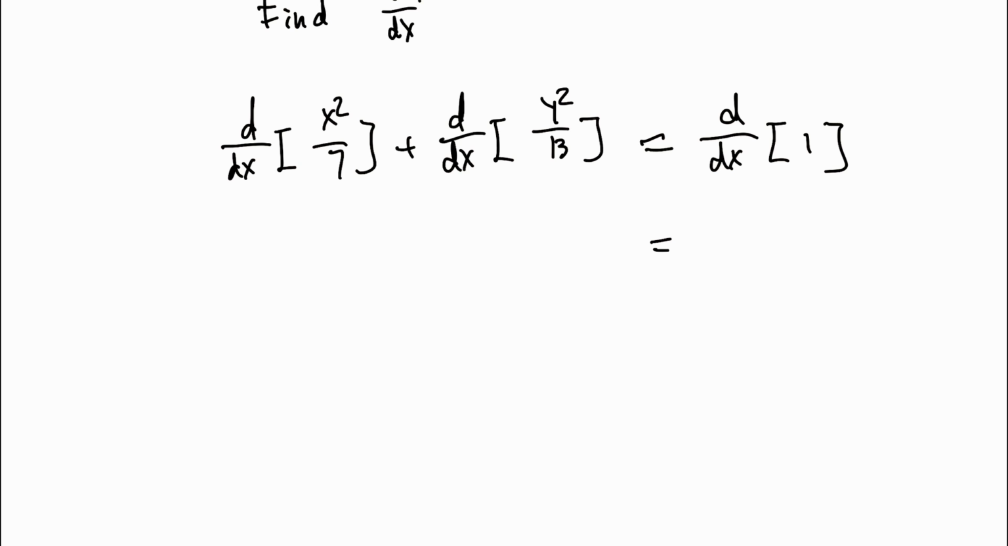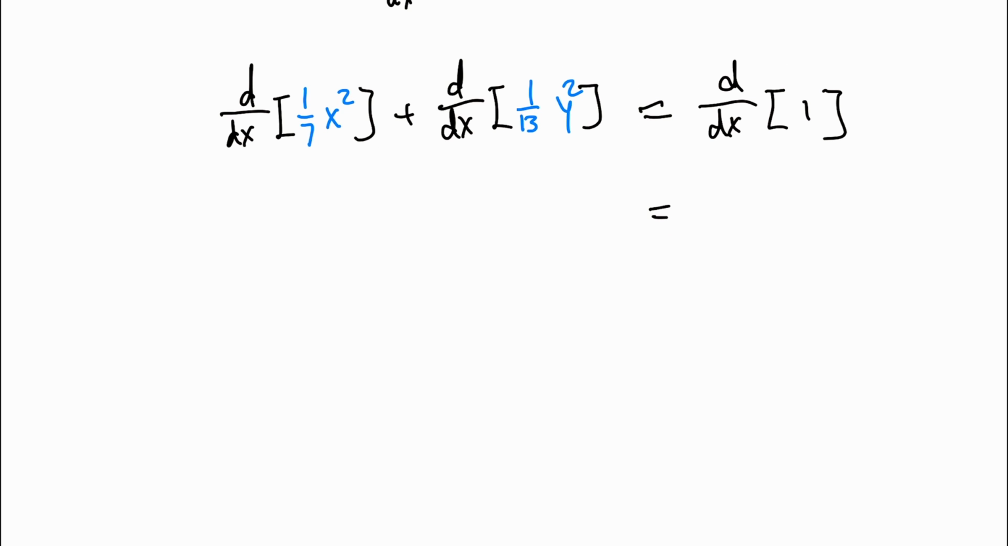And over here, x squared over 7, you don't need to use the quotient rule because you can see this as 1/7 times x squared. And this is 1/13 y squared. This is just the constant multiple rule. We take out 1/7 and want the derivative of x squared, that's 2x, and take out 1/13 and want the derivative of y squared. For the derivative of y squared, we actually need to use the chain rule.